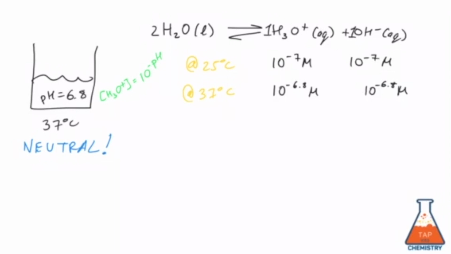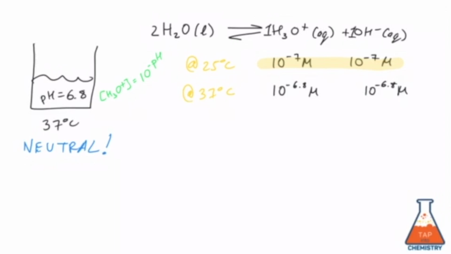Now, what is so special about pH 7 that we call it the neutral pH? In reality, nothing. 25 degrees Celsius is just a common room temperature. And as it happens, the concentration of hydronium and hydroxide in pure water is 10 to the negative 7 at that temperature. And the pH is 7, which is a very nice whole number.